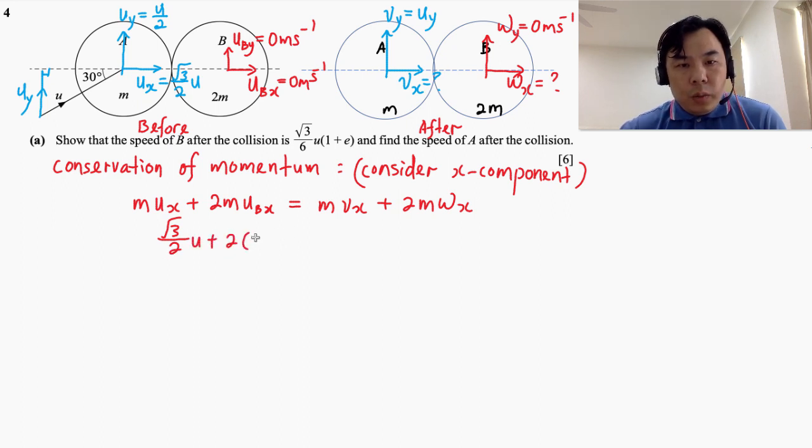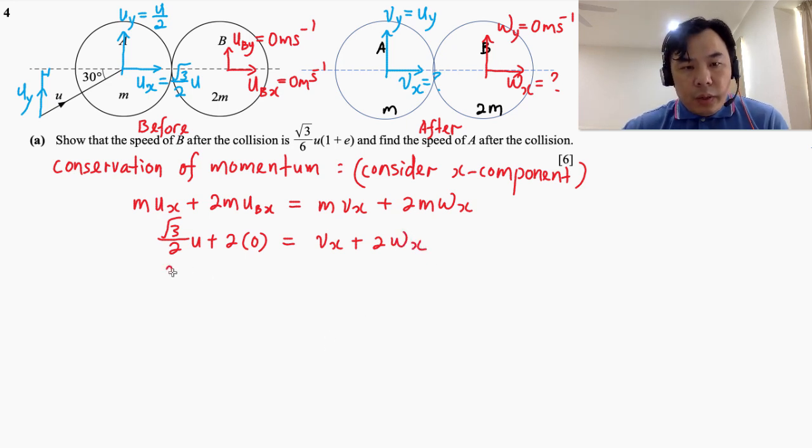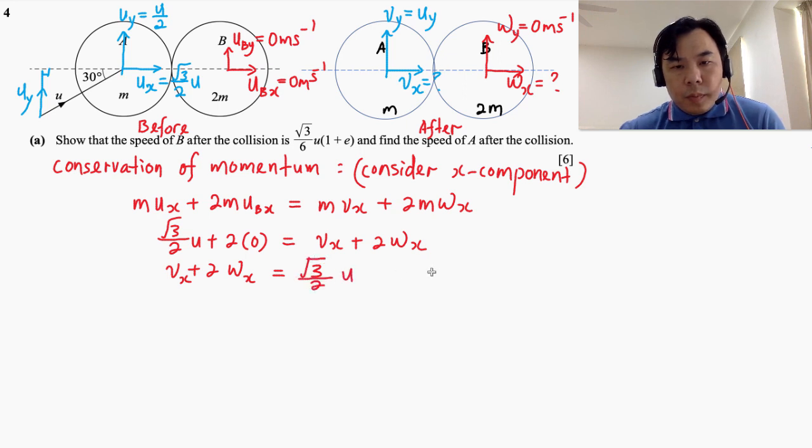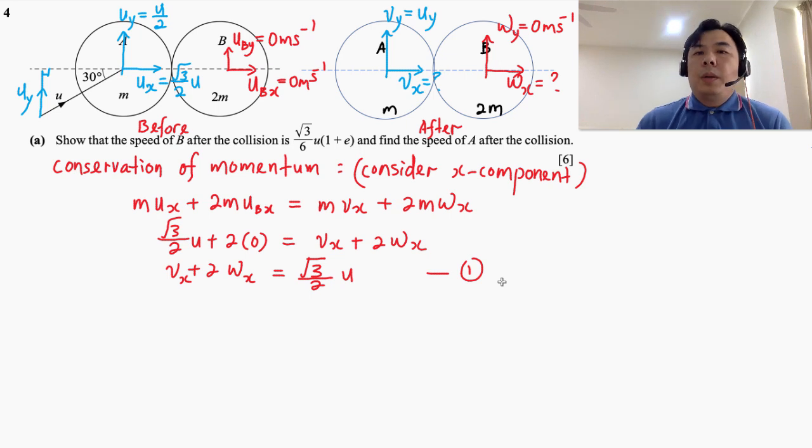ub was 0. And then vx, we have no idea. And then wx also, we have no idea. And then by rearranging this correctly, okay, now that will be my first equation.